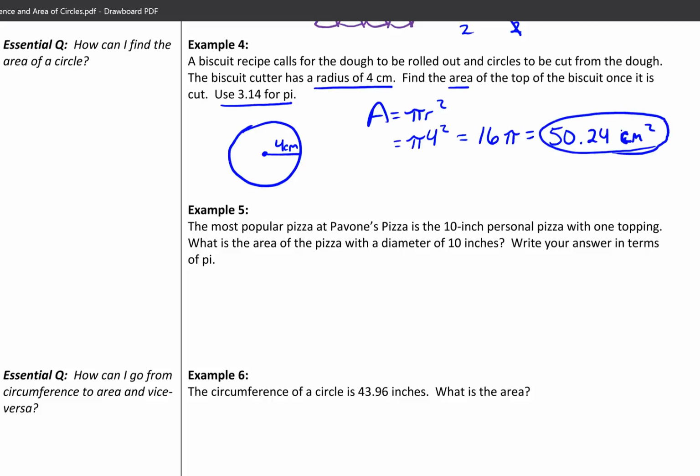Don't write anything weird like 16 pi squared. We already did the exponent. We're done with that. The only reason I'm putting this square right here is because whenever we deal with area, we're talking about units squared.